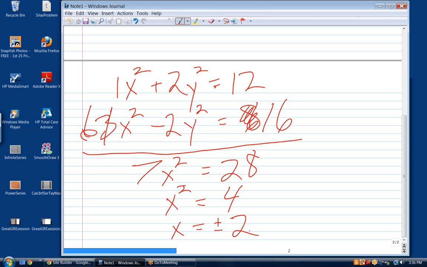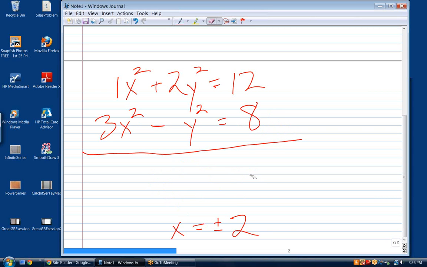So if x is plus or minus 2, what is y? Well, then you have to plug plus or minus 2 in for both of them, right? Well, let's go back to the simpler equation and plug in plus or minus 2 for x and solve it. If you plug in plus 2, you get 4 times 3, so 12 minus y squared.